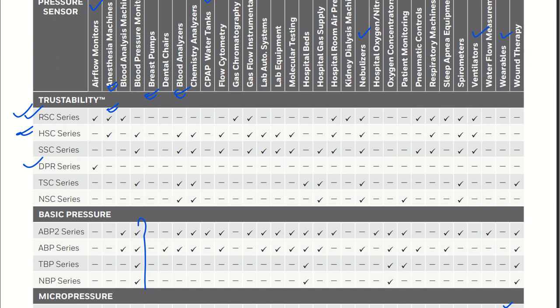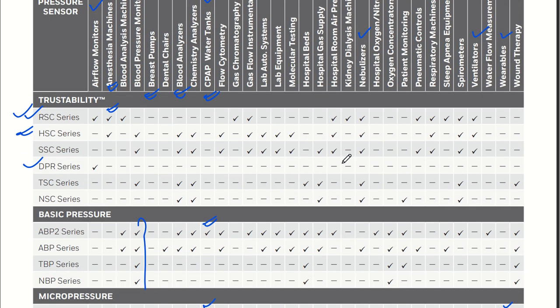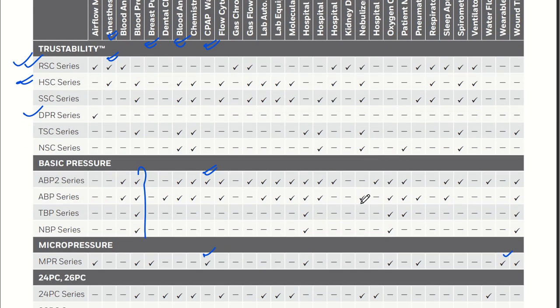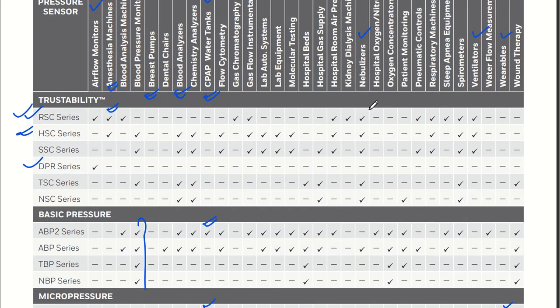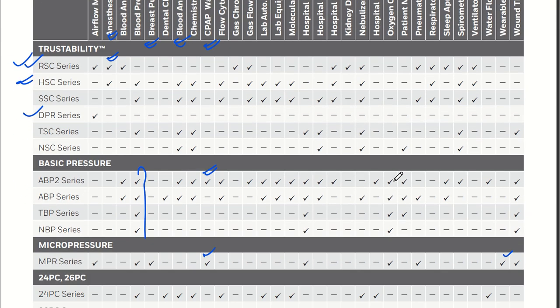I'll talk about CPAP water tanks. For CPAP water tanks, the ABP2 series is suitable. Even micro pressure sensors are available that are suitable for CPAP water tanks. Got it? Next, nebulizers. For nebulizers, the ABP series is suitable. Then for oxygen concentrators, all these basic pressure sensors are applicable. So we'll be talking about these four. Got it?